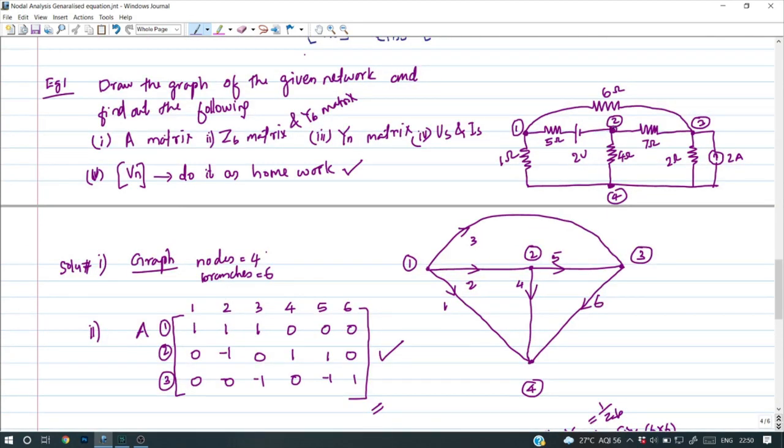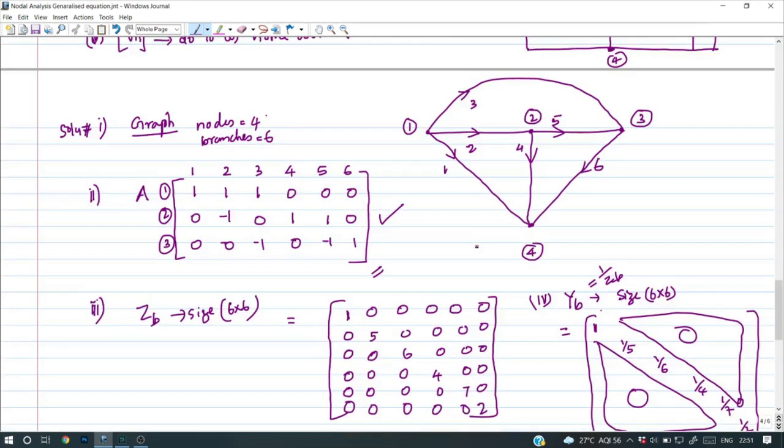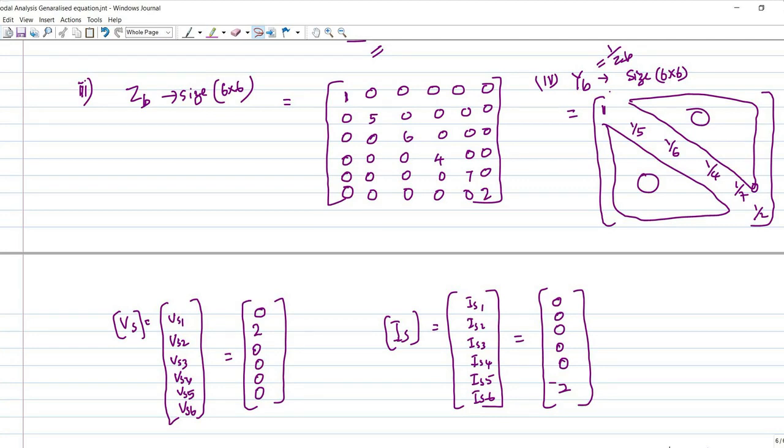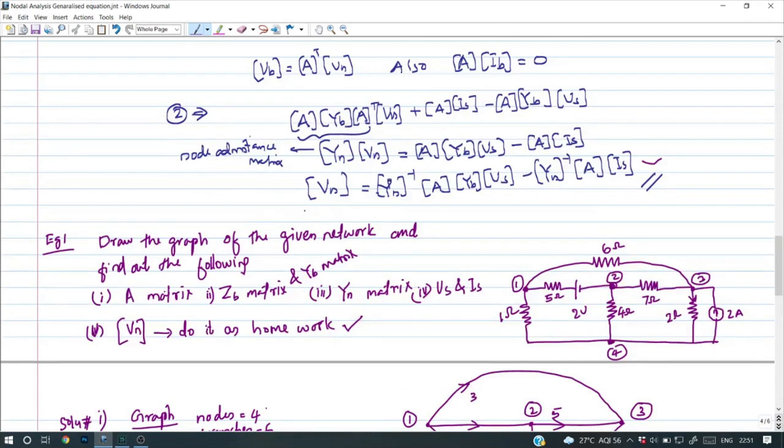Similarly, when we are considering this circuit, in branch 1 there is no current source, in branch 2 there is no current source, in branch 3 there is no current source, and in 4 and 5 there is no current source. The only current source is available in branch 6. Here the polarity is upward, here the current is downward. So this current source is negative, minus 2 ampere. 0, 0, 0. The last one is minus 2 ampere. So in this way you can find out the different matrices required for obtaining the node voltage equation.